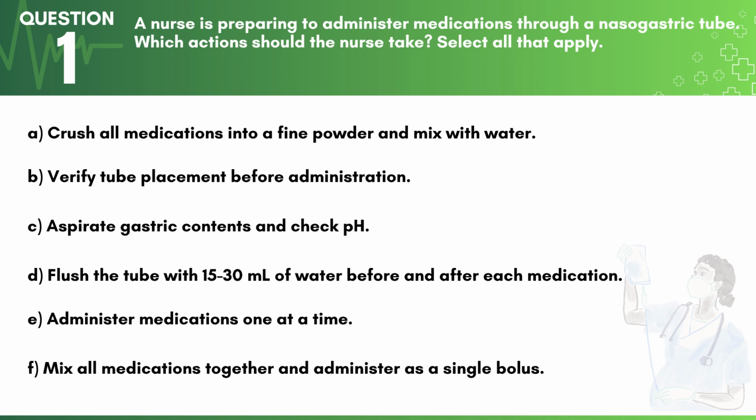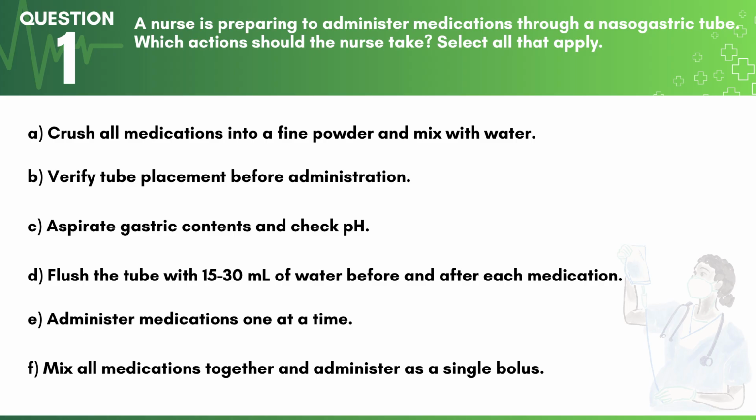Question 1. A nurse is preparing to administer medications through a nasogastric tube. Which actions should the nurse take? Select all that apply. A. Crush all medications into a fine powder and mix with water.